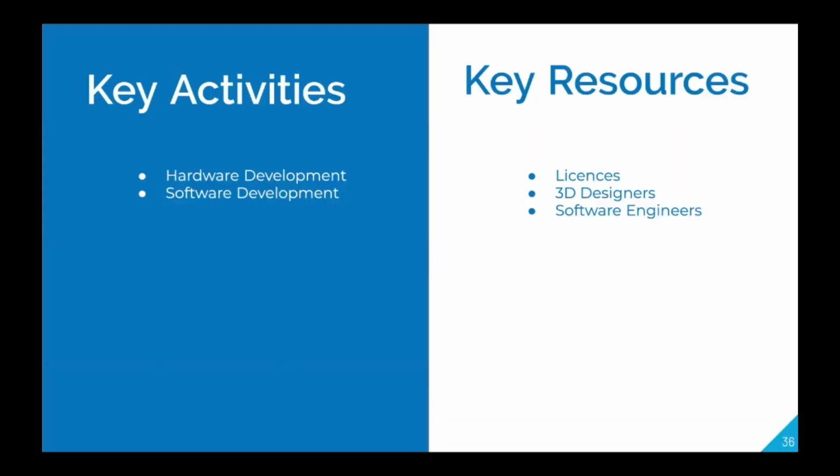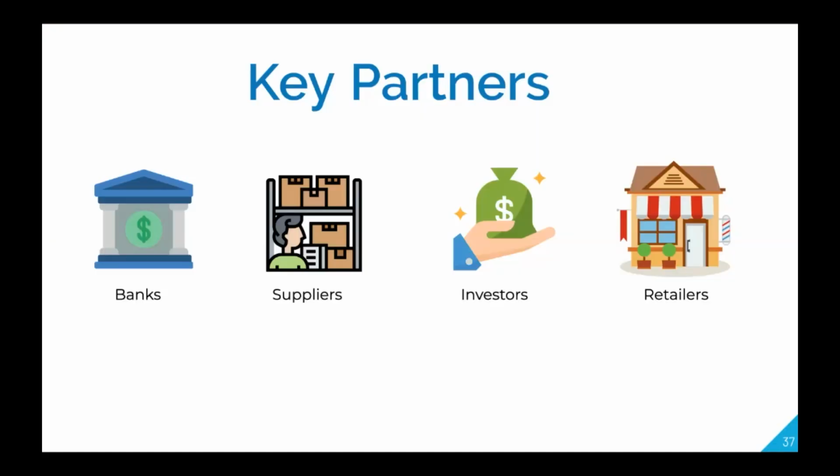So basically, the hardware development and software development are essentially our key activities. And as for the key resources, our most important resources would be our licenses, our 3D designers, and our software engineers. So who will be our key partners? So mainly they will be banks so that we can supply the product for clients who cannot afford it so that we can loan it to them. And moreover, suppliers, investors who can invest in our company, and retailers who will partner up with us to display our product.